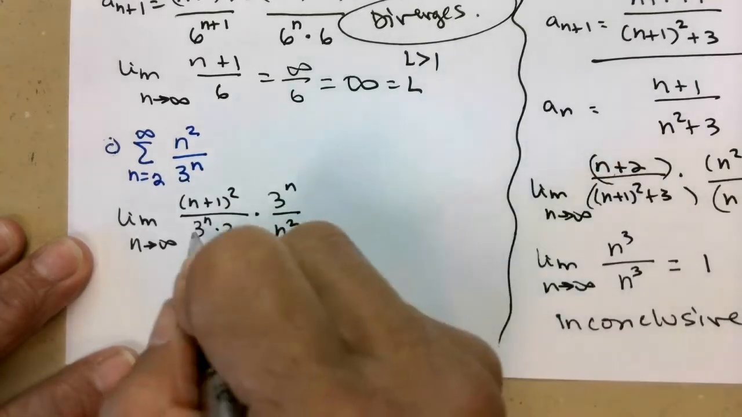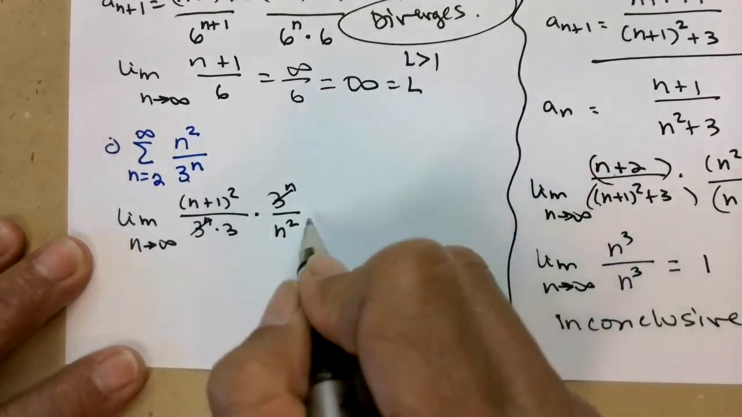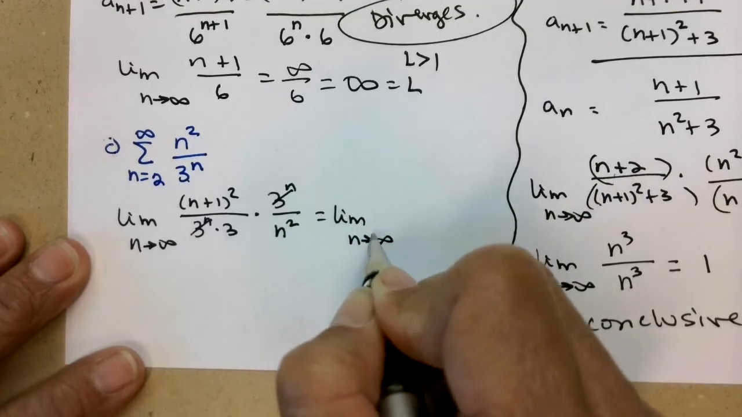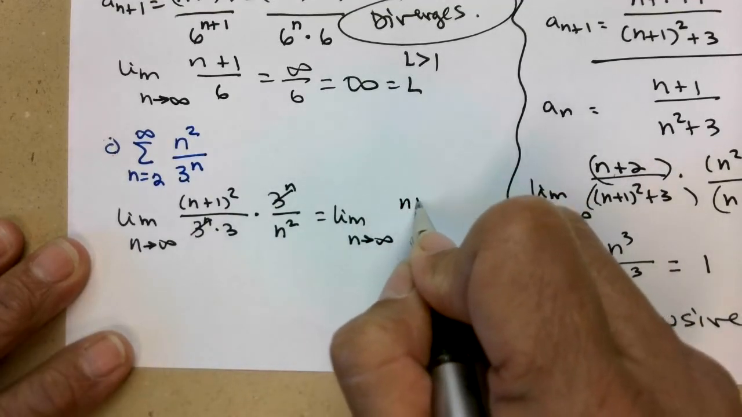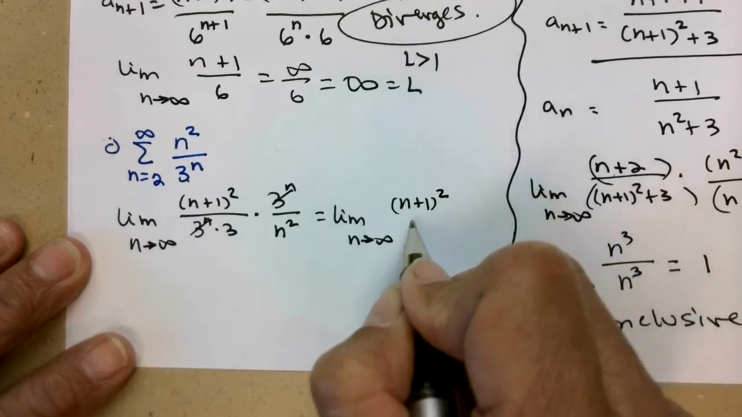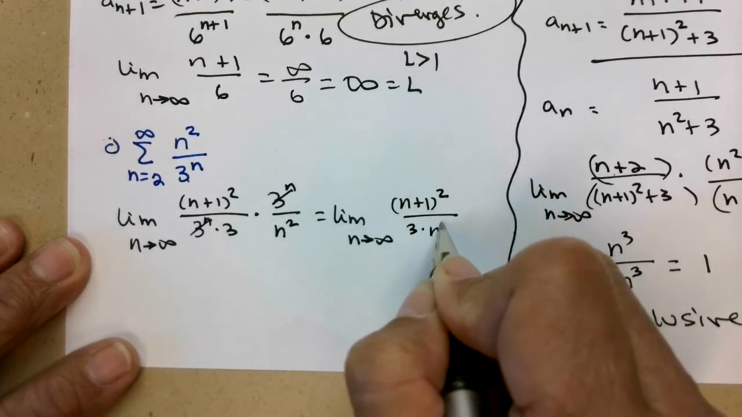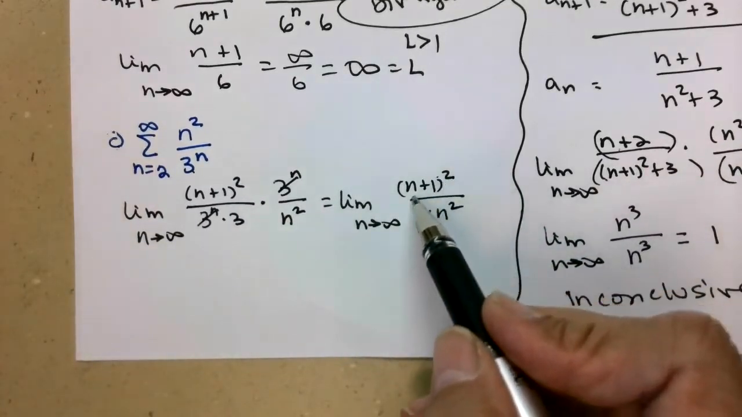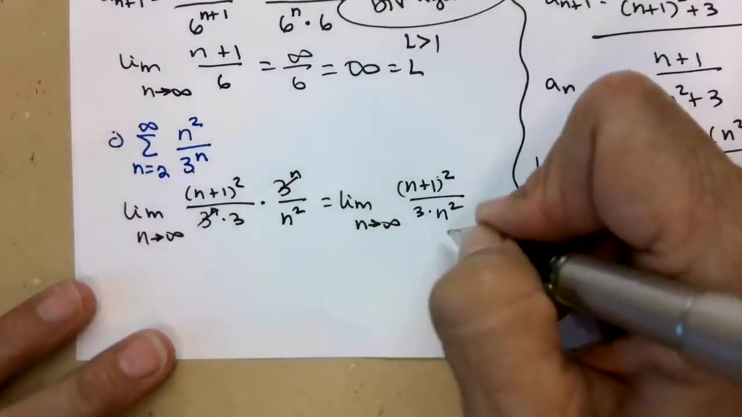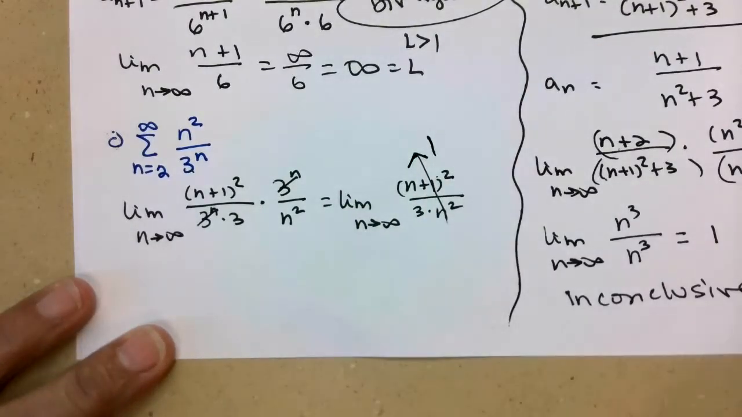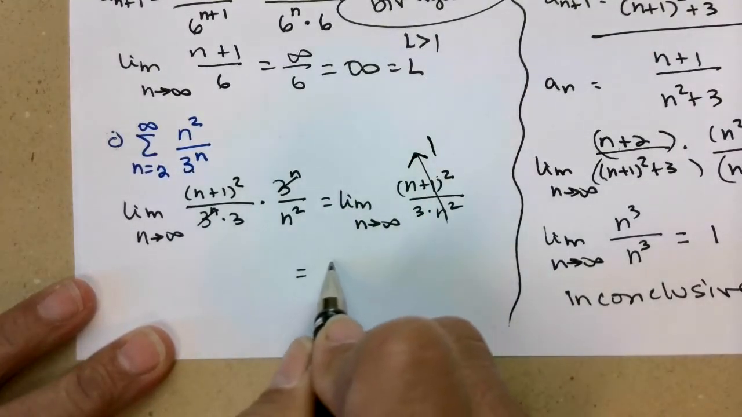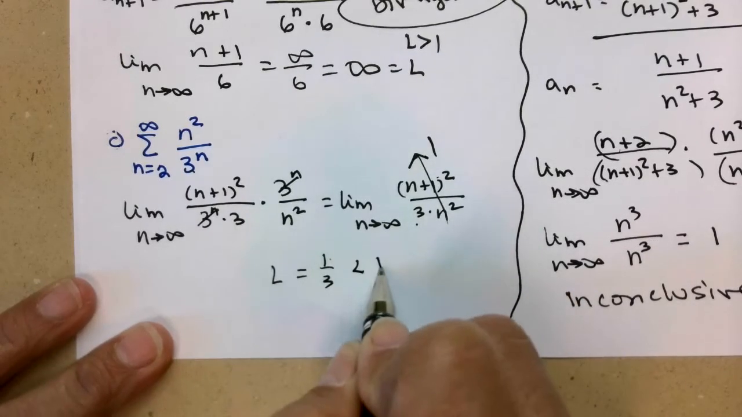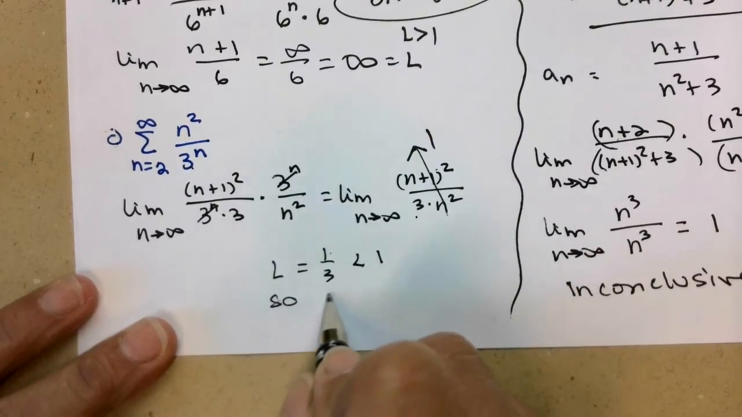So the 3 to the n's cancel. I'm taking the limit as n gets big of n plus 1 squared over 3 times n squared. The n plus 1 squared over n squared goes to 1 as n gets big. So my limit, my L value, is 1 over 3, which is less than 1, so it converges.